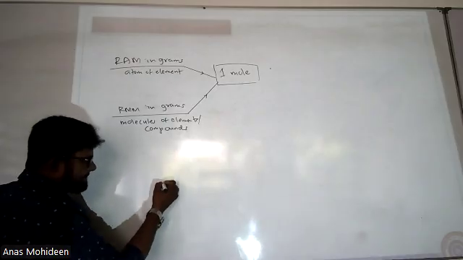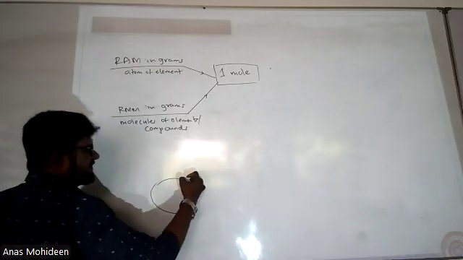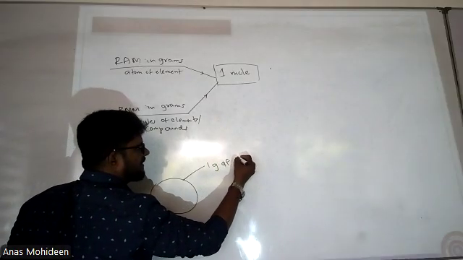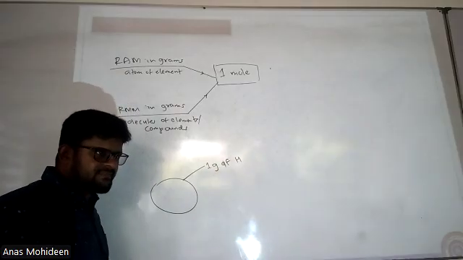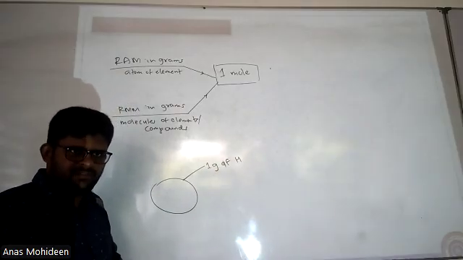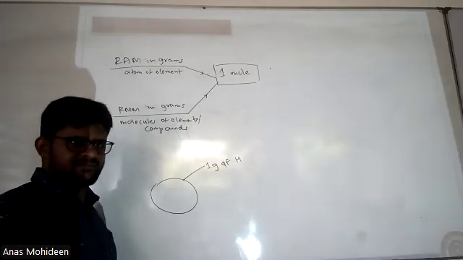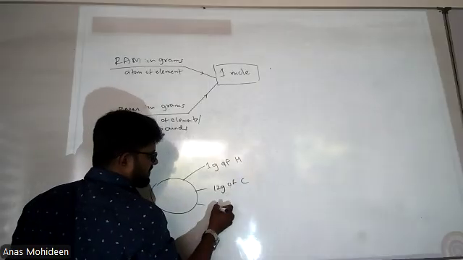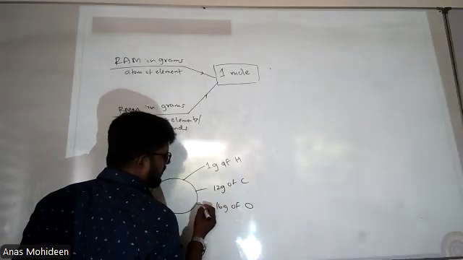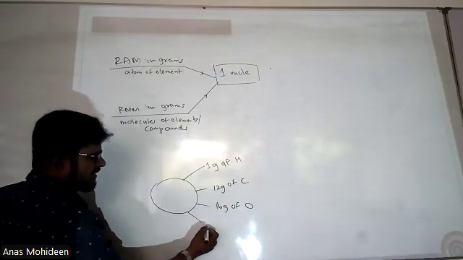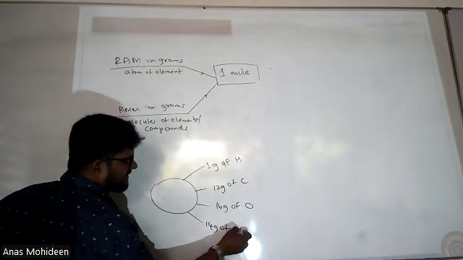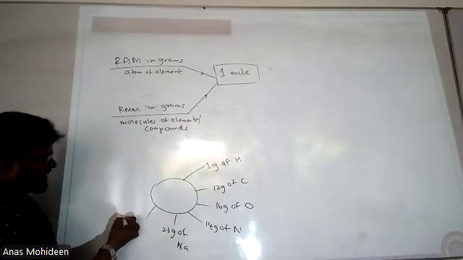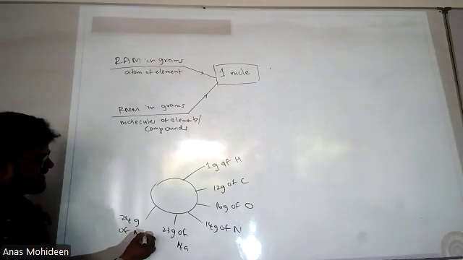Let's say I'm going to take 1 gram of hydrogen. Hydrogen relative atomic mass is 1, so I'm taking in grams, 1 gram of hydrogen. 12 grams of carbon. 16 grams of oxygen. All atomic level, okay? 14 grams of nitrogen. 23 grams of sodium. 24 grams of magnesium.